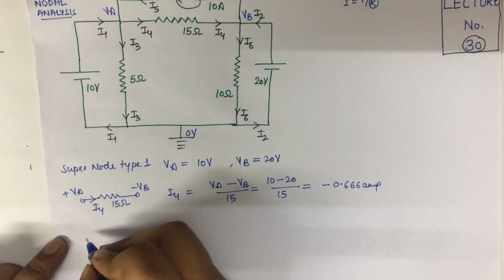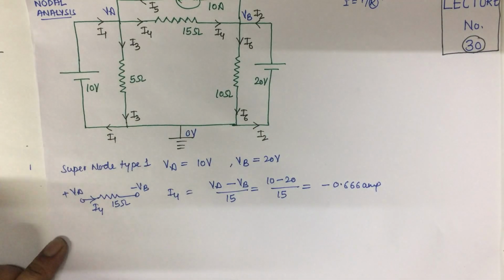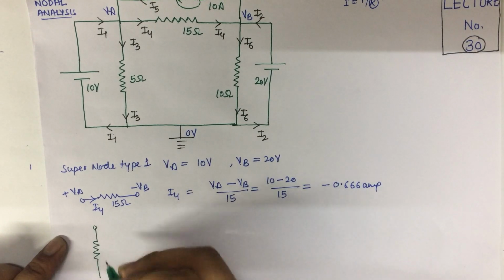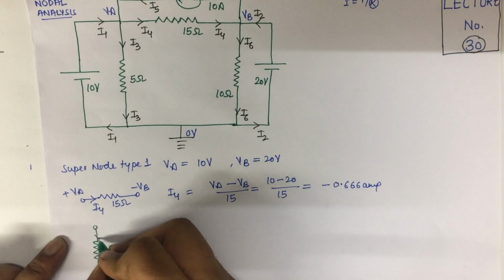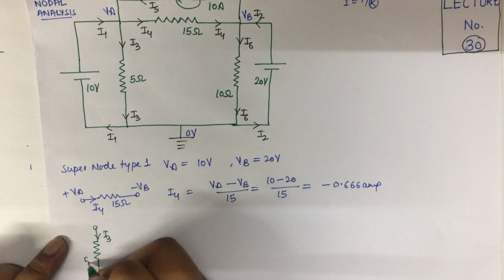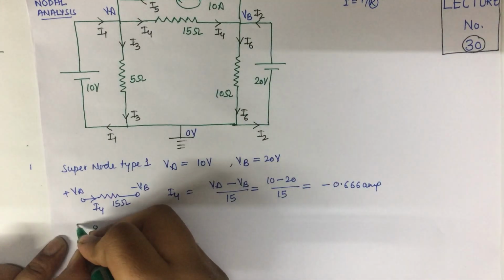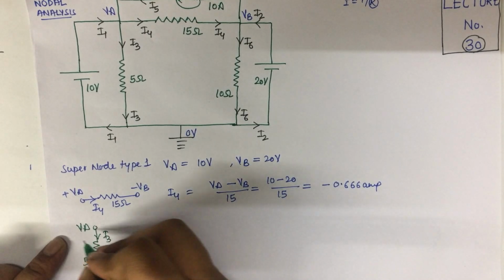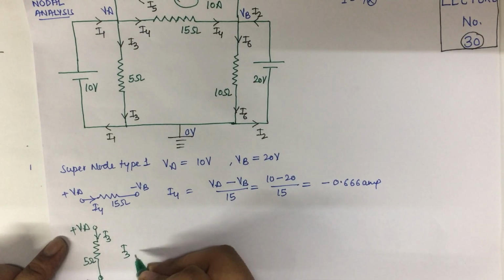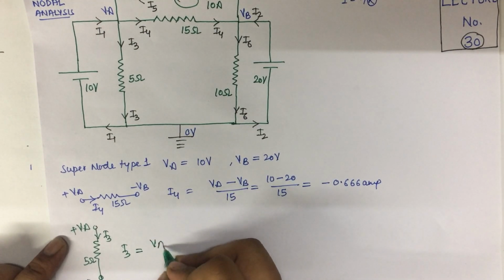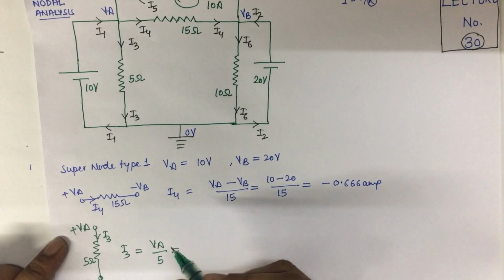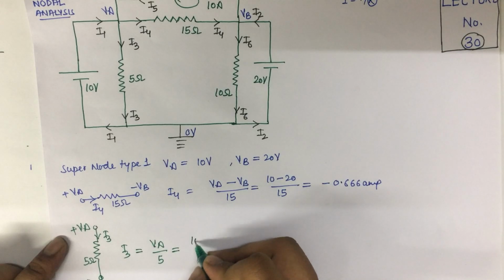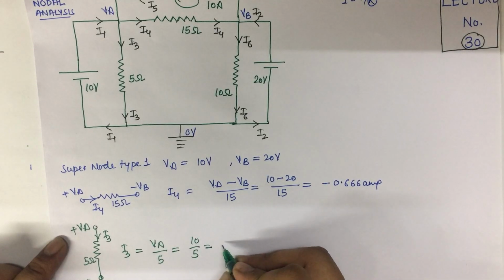For I3, this is I3 through the 5 ohm resistance, between node VA and the ground. We write the equation with current outgoing, so this is plus and this is minus. For I3 it is VA upon 5, starting from here and terminating at here. What is the value of VA? 10 upon 5, it is 2 ampere.